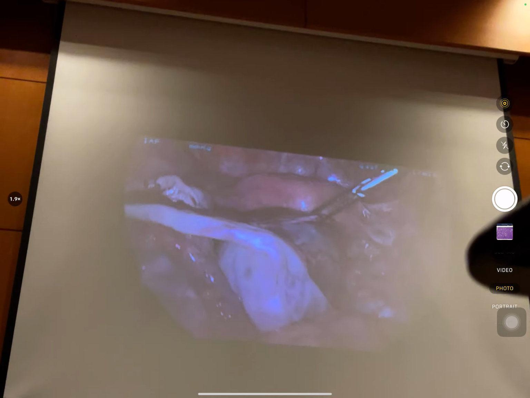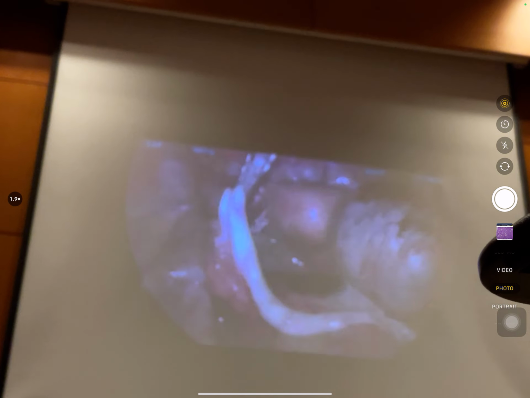Okay, the cyst is still intact where it is removed.